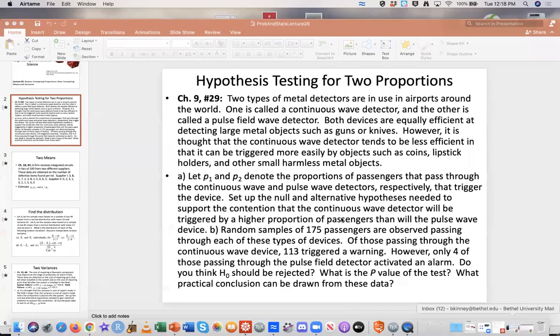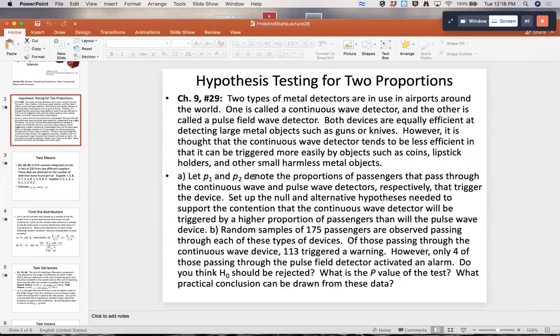And let's start by looking at proportions again and making sure we feel comfortable with this. So this is, again, going back to the same problem as before. Let's just review what we were thinking about here. Two types of metal detectors are used in airports around the world. One is too sensitive compared to the other, or at least we think it is, based on anecdotal experience, say, but now we want to set up a statistical test. Continuous wave detector and pulse field wave detector.